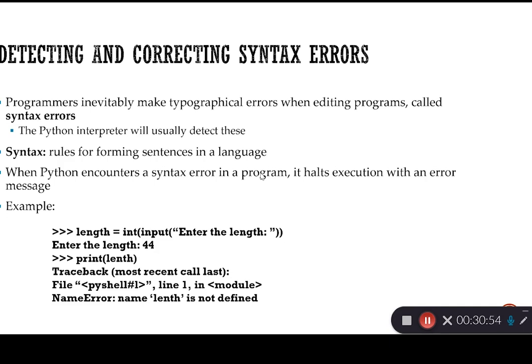Syntax explains rules for forming sentences in a language. Okay, so there are some rules. For instance, in the English language, we have some rules for forming a sentence. We need a subject, we need a verb. That's the same story with programming languages. There are some rules to form a sentence. When Python encounters a syntax error in a program, it halts execution with an error message. And here's an example. So let's run our very first code.